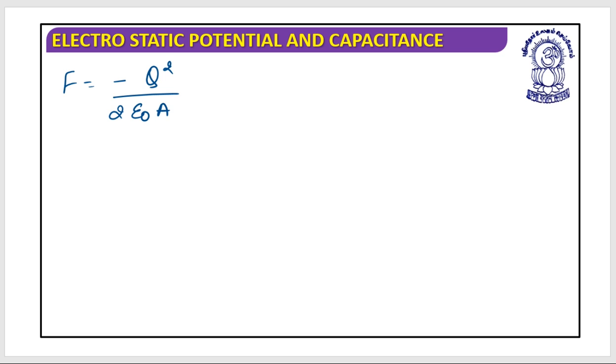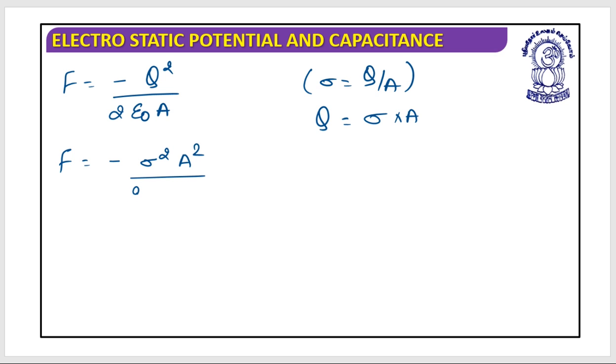I know that sigma is equal to Q by A, so I can replace Q with sigma into A. So I can also write this as F is equal to minus sigma square A square divided by 2 into epsilon naught into A. One A would be gone, and this is equal to minus sigma square by 2 epsilon naught multiplied by A. This is force, this is area.